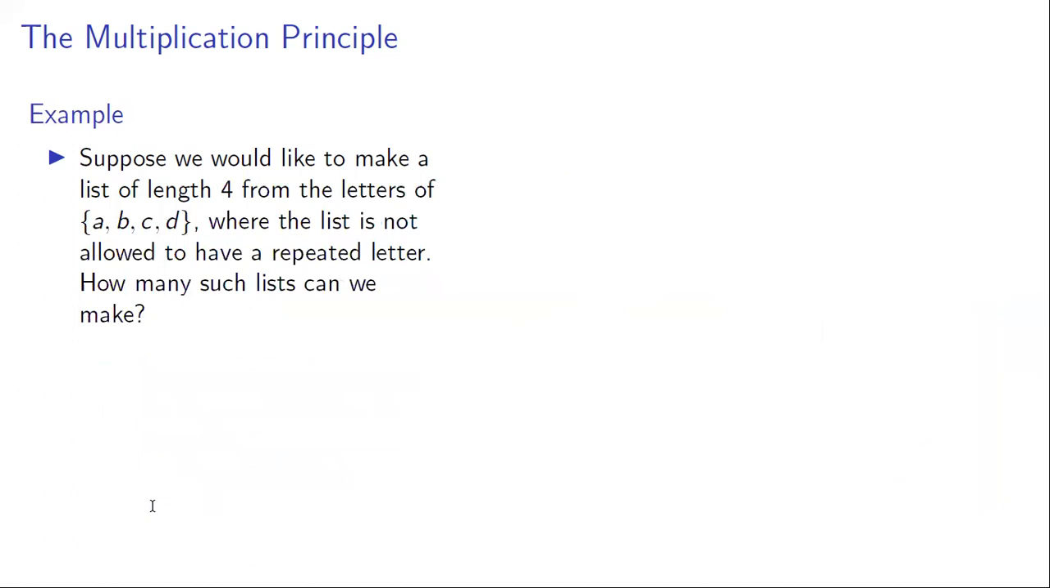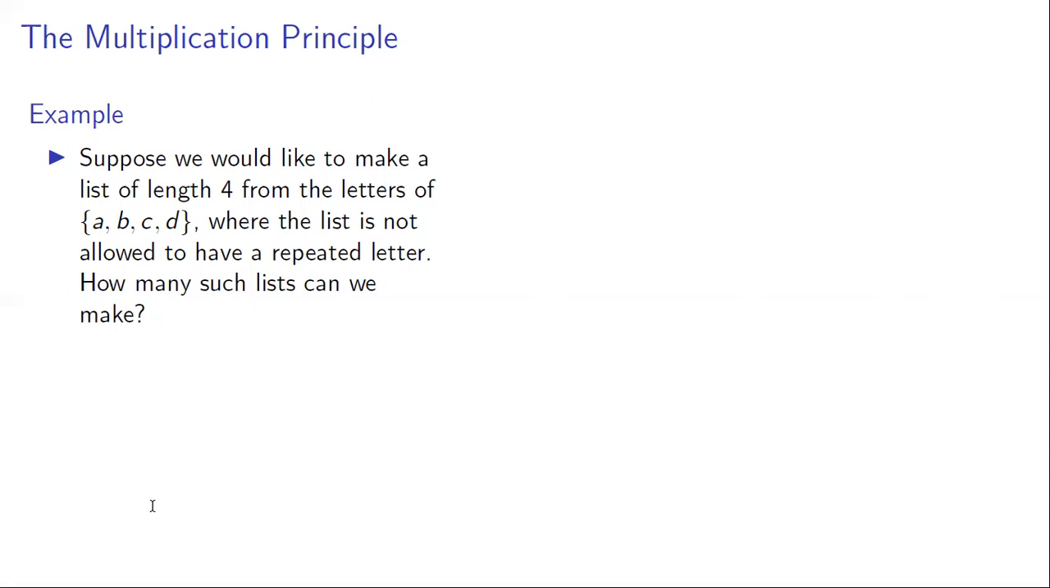Let's do another, similar example. Suppose we would like to make a list of length 4 from the letters of the set A, B, C, D. Okay, so we have these 4 letters, and we would like to make a list of length 4, where the list is not allowed to have a repeated letter. So this is a little confusing, perhaps. Generally, lists are allowed to have repeated letters. However, we can impose our own restrictions on a list. We can say, okay, I'm designing a list right now that should not have duplicates. It should not have repeated letters. But the general idea of a list, yes, repetition is allowed.